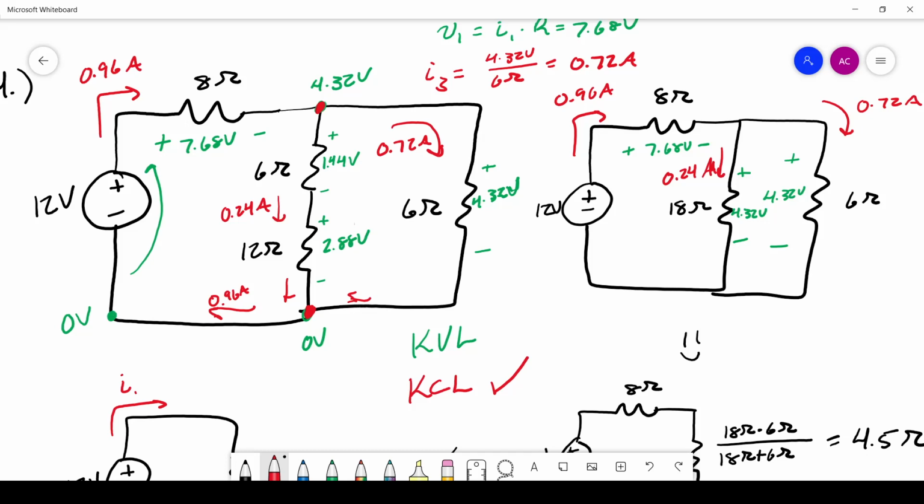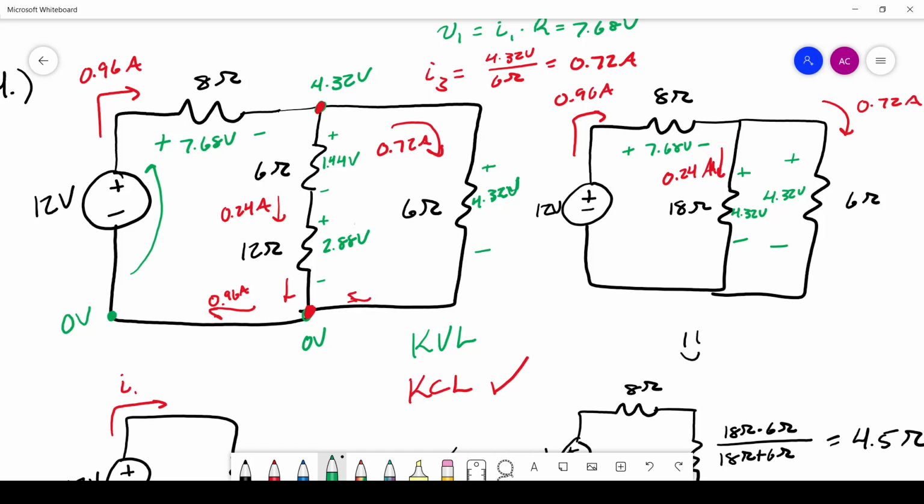Now let's check KVL. Let's look at this inner loop first. In this inner loop, we have a 12 volt rise, minus 7.68 volts across the 8 ohm resistor. We're going through this inner loop, so that means we're taking the 6 ohm and 12 ohm path. So minus the voltage drop across the 6 ohm resistor, minus 1.44, and then minus the voltage drop across the 12 ohm resistor, minus 2.88, that gives us 0 volts, which is exactly what we wanted. So KVL is satisfied for the inner loop.